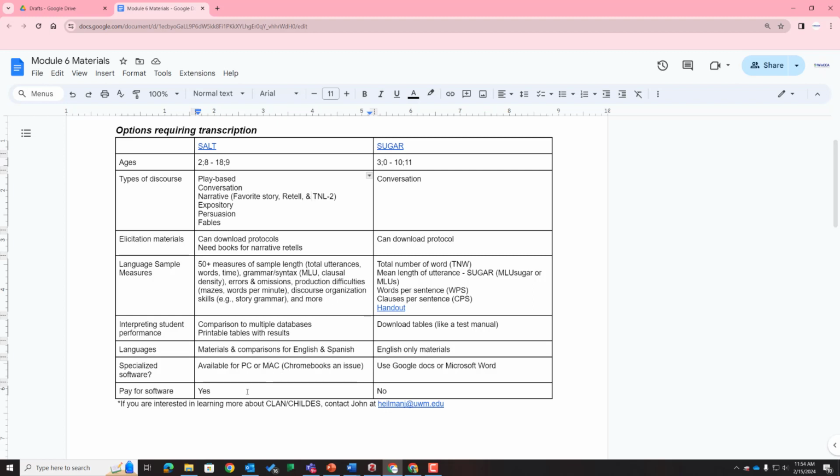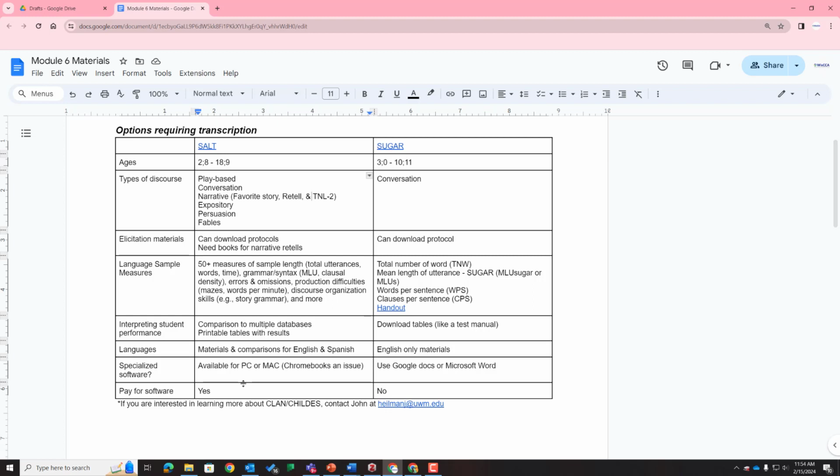So, this is software that has to be paid for. There may be a way to get it through your district. The district does have some funds with this grant. Your district may have, or may in the future have, transcription services available. So just some things to consider.